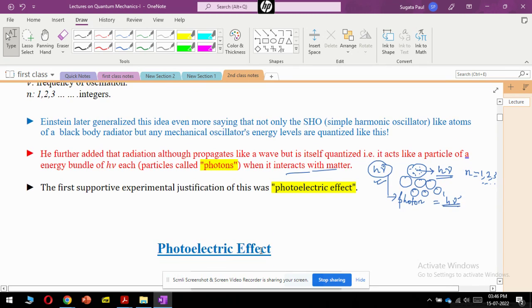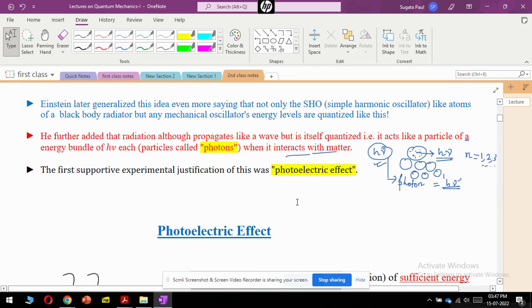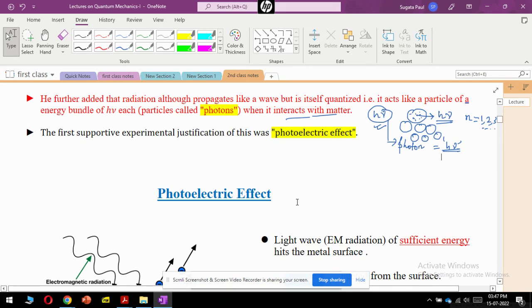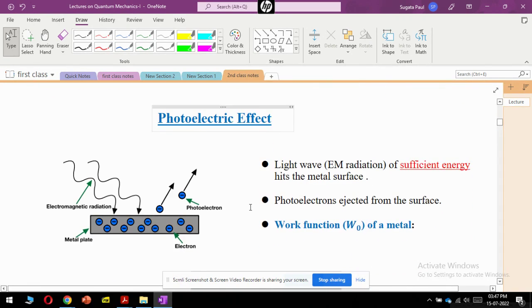So that's why we will be discussing photoelectric effect in this class, because it will be very crucial for understanding the quantum phenomena and how this quantum phenomena came into account for all our subsequent lectures. Okay, so let us discuss then photoelectric effect.